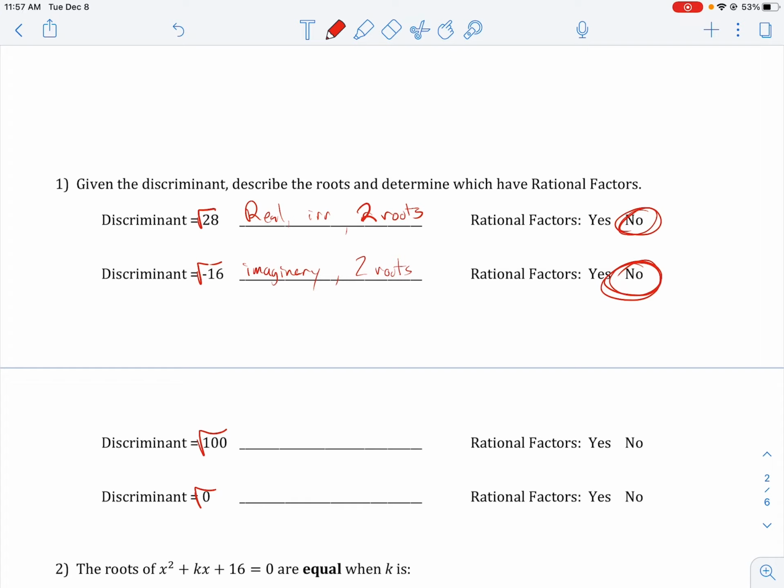When a discriminant is 100, well, 100 is a perfect square, so we're going to get real, rational roots, and we're going to get 2. So rational factors, yes. And lastly, when our discriminant is 0, we're going to get real, rational numbers that are going to have 1 root. So rational factors, yes.